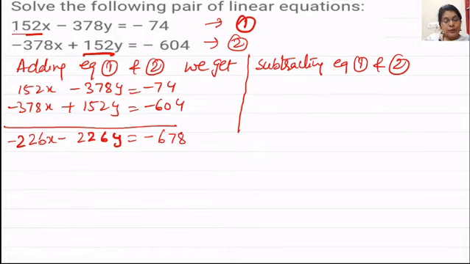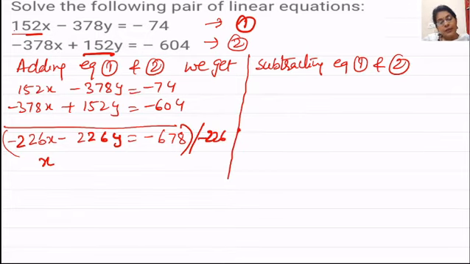So we will divide the whole equation by 226 and minus 226. So when we divided by minus 226, here x came. Whole equation by minus 226. So here x came, here y came and here c came. Now here we take the second equation.